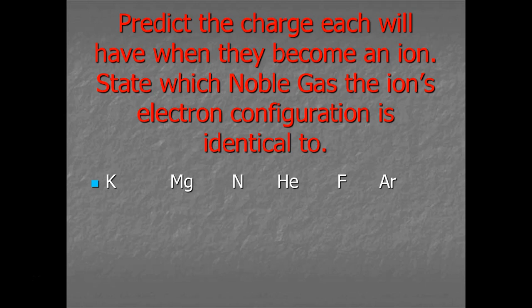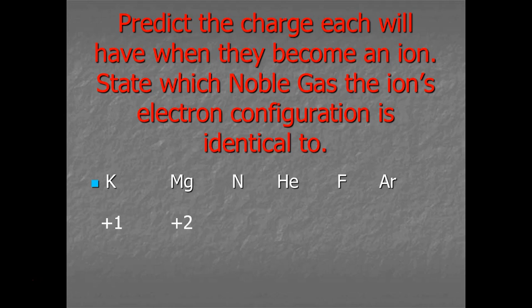Losing 1 electron is easier than gaining 7, so it's going to take on a +1 charge and lose that 1 electron. If it loses an electron, electrons are negatively charged, so losing an electron gives you a positive charge. Magnesium is in the 2nd column. That means its choices are losing 2 electrons or gaining 6. It's going to lose 2 electrons because losing 2 electrons is easier than gaining 6.